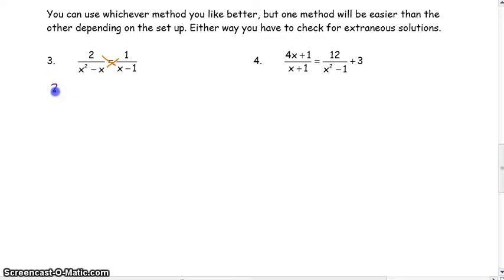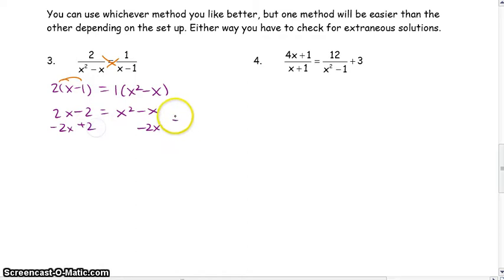So from here, you multiply 2 times x minus 1, set that equal to 1 times x squared minus x. So you distribute your 2 to give you 2x minus 2, and then 1 times x squared minus x is just x squared minus x. So let's get everything on one side. I'm going to subtract 2x and add 2 on both sides. So I have 0 equals x squared minus 3x plus 2.